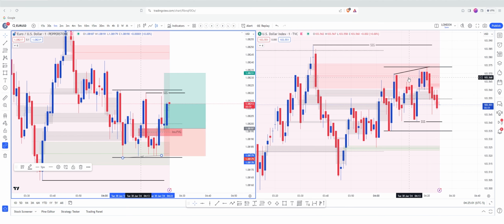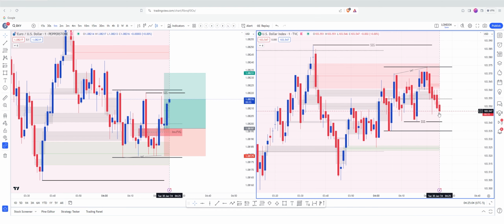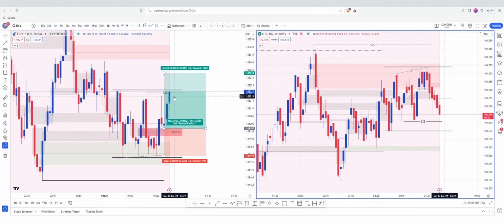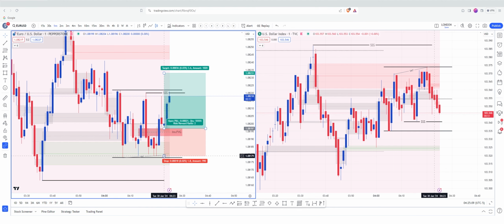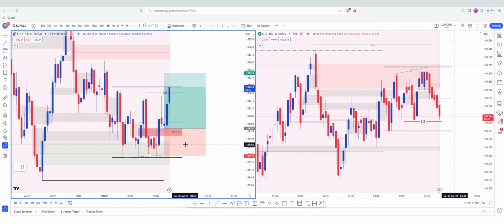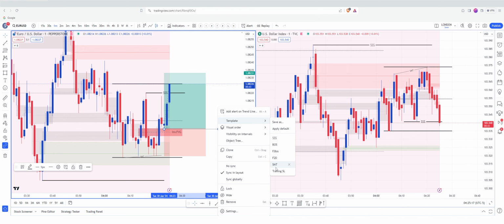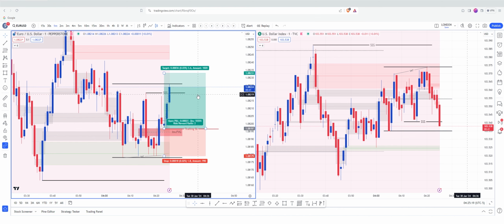So this is SMT. So Dixie is dropping now. We've taken those highs, so it did play out. So this would now be break even. I would move my stop to break even. Still holding for the 2R.